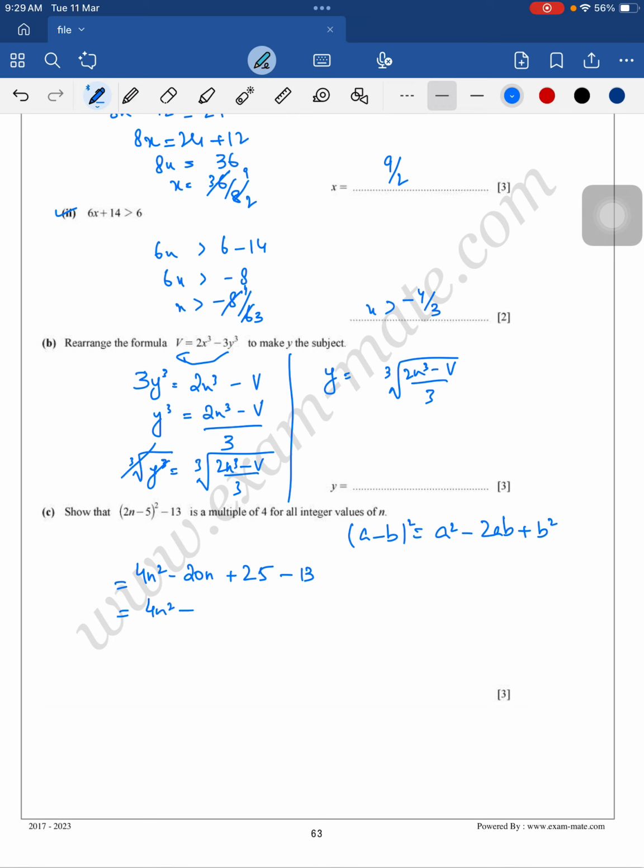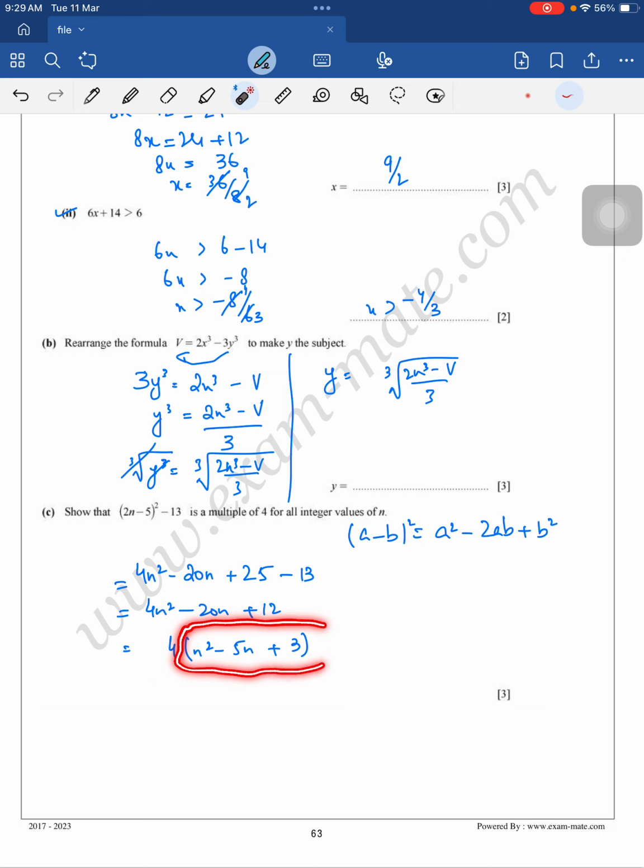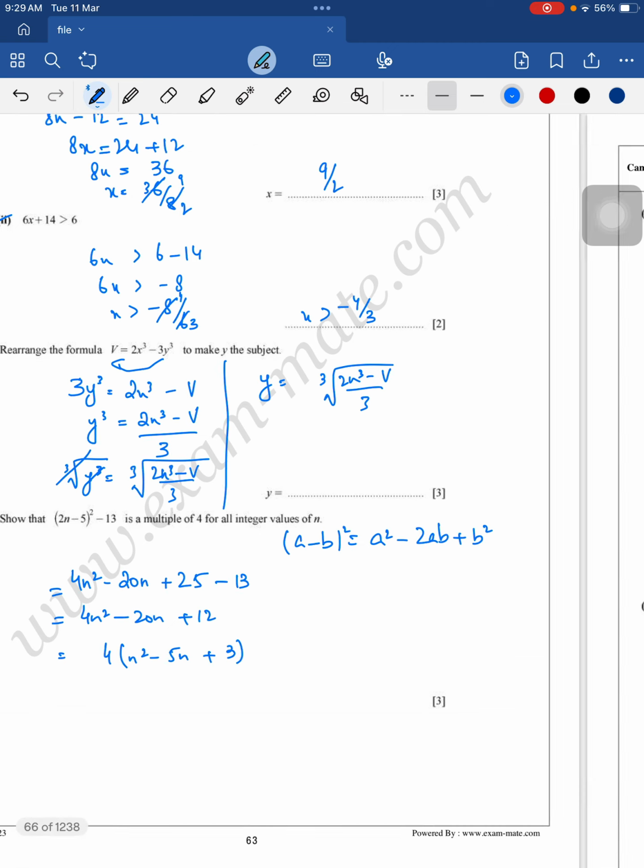Which implies 4n square minus 20n, 25 minus 13 is 12. Taking 4 common from here, it will be n square minus 5n plus 3. So you can see that whatever number you will obtain from this whole bracket by putting the value of n will be multiplied by 4, which implies that it will always be a multiple of 4. Okay.